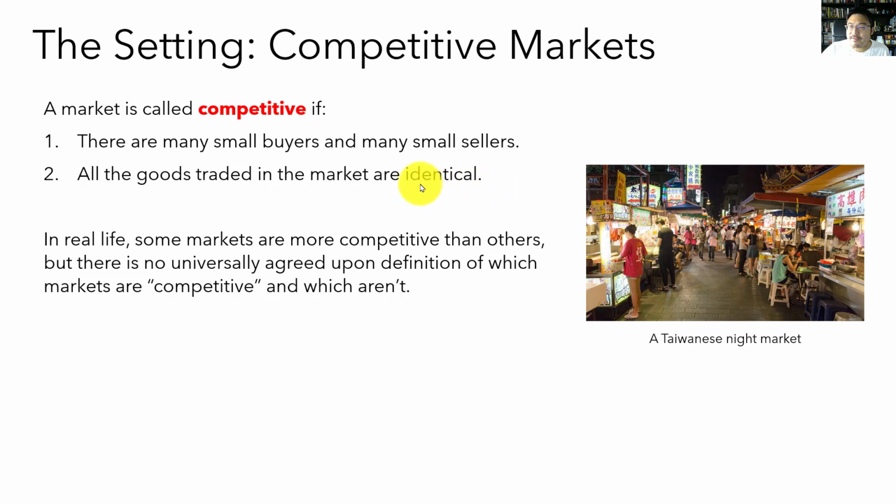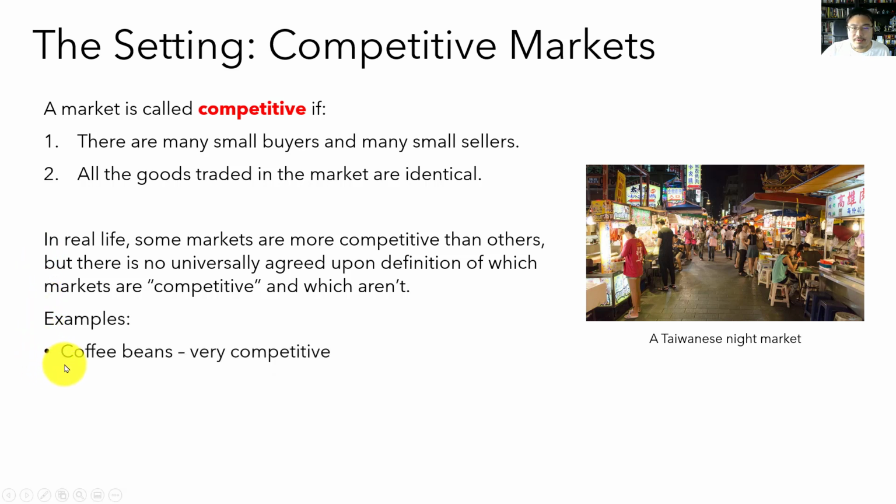In real life, some markets are more competitive than others. There is no universally agreed upon definition of which markets are truly quote-unquote competitive and which aren't. But we can use these definitions here to assess for any particular marketplace in real life whether we think it's likely to be more competitive or less competitive. So here are some examples.